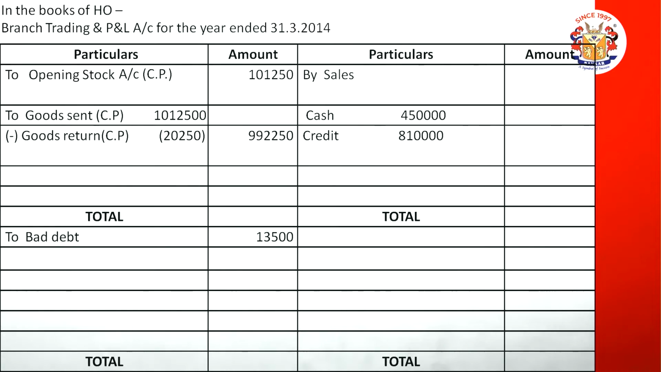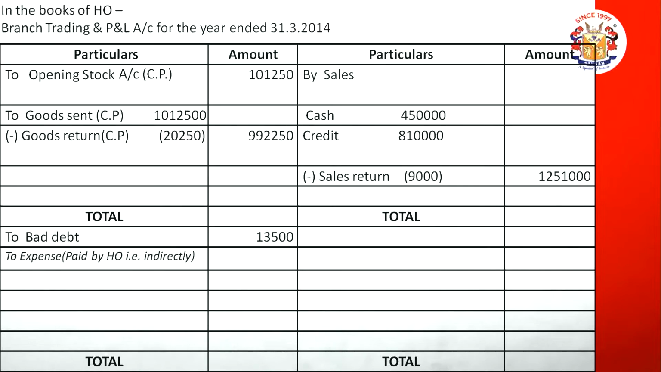Next one, bad debt would be debited due to indirect expense. Bad debt would be debited to branch P&L account 13500. Okay, sales return 9,000 is given in the question. So we can calculate net sales, means total sales minus sales return. Net sales equals to 12,51,000.